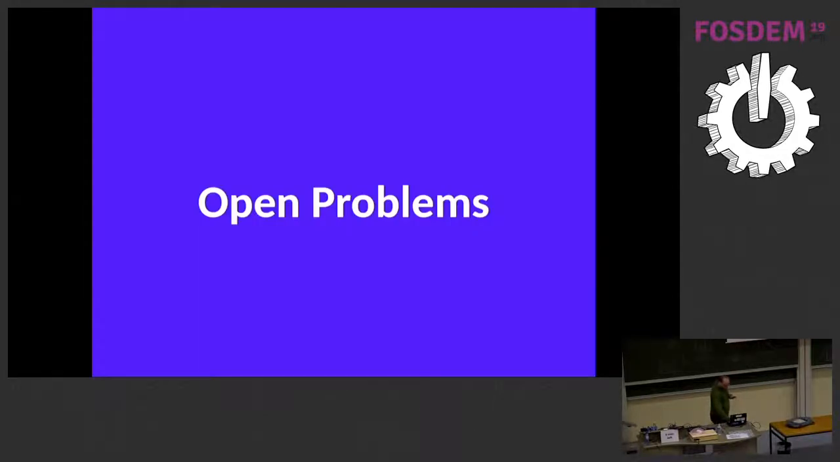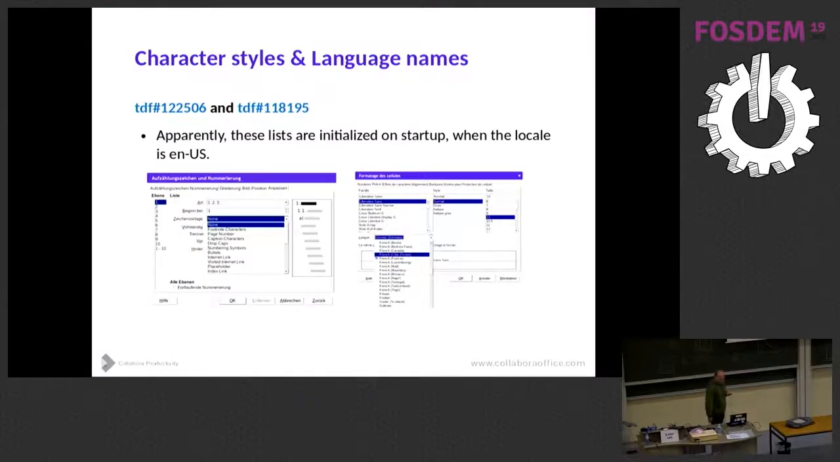There are some open problems that we are working on currently. For example, the language lists are cached. These lists are populated at startup with the English strings, and they remain English regardless of the user interface language. So we have to cache language-dependent lists per view.